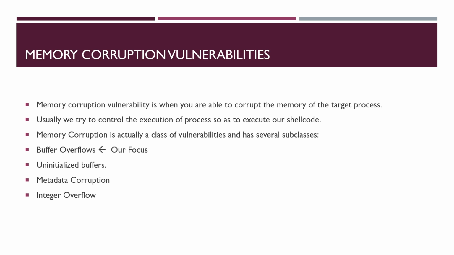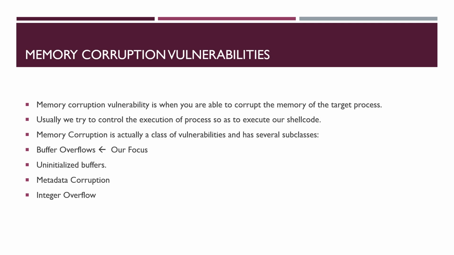So we try to control the execution of the process so as to execute a shell code or our injected payload. Memory corruption is actually a class of vulnerabilities, and it has various subclasses such as buffer overflows, uninitialized buffers, metadata corruption, and integer overflows. Our objective in this series is buffer overflows, but let's talk about the other things for a moment.